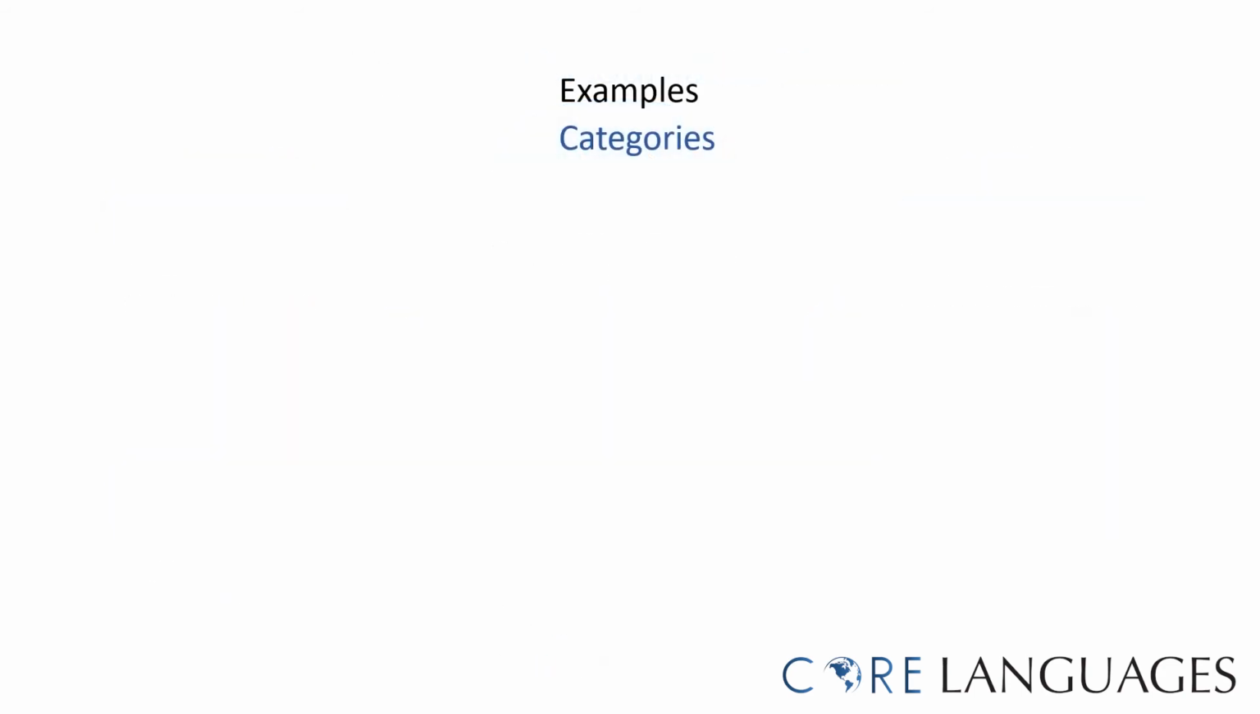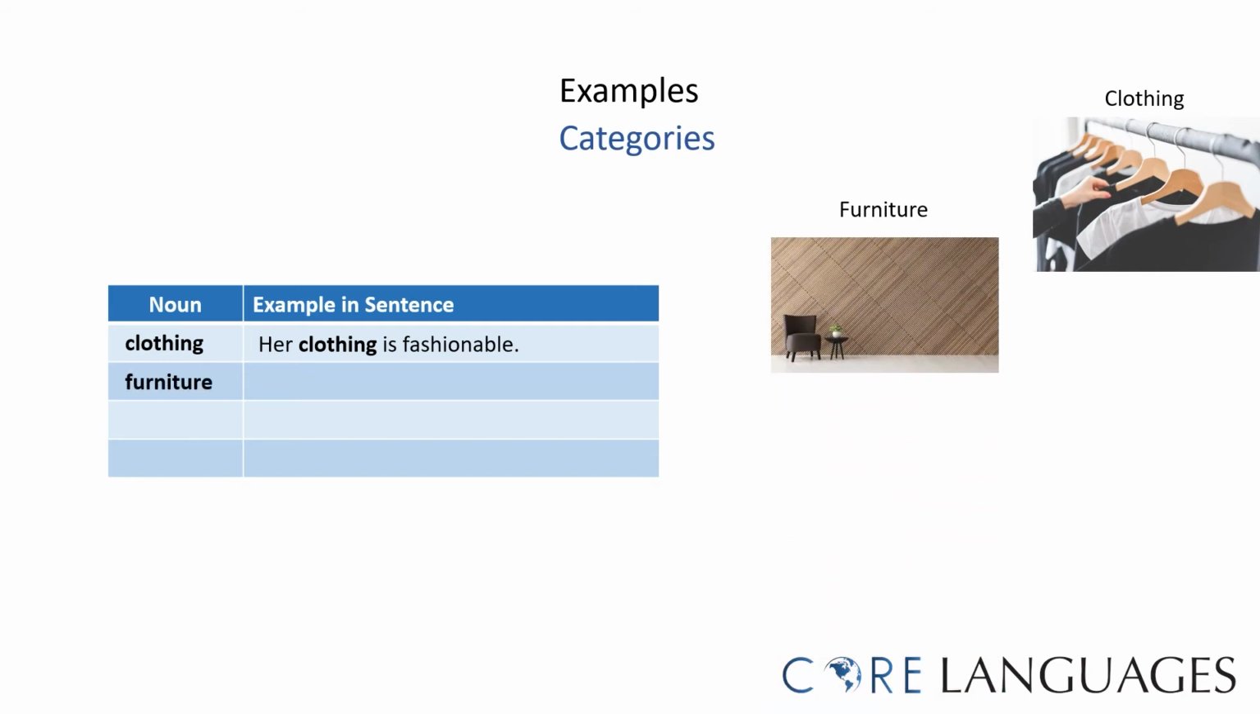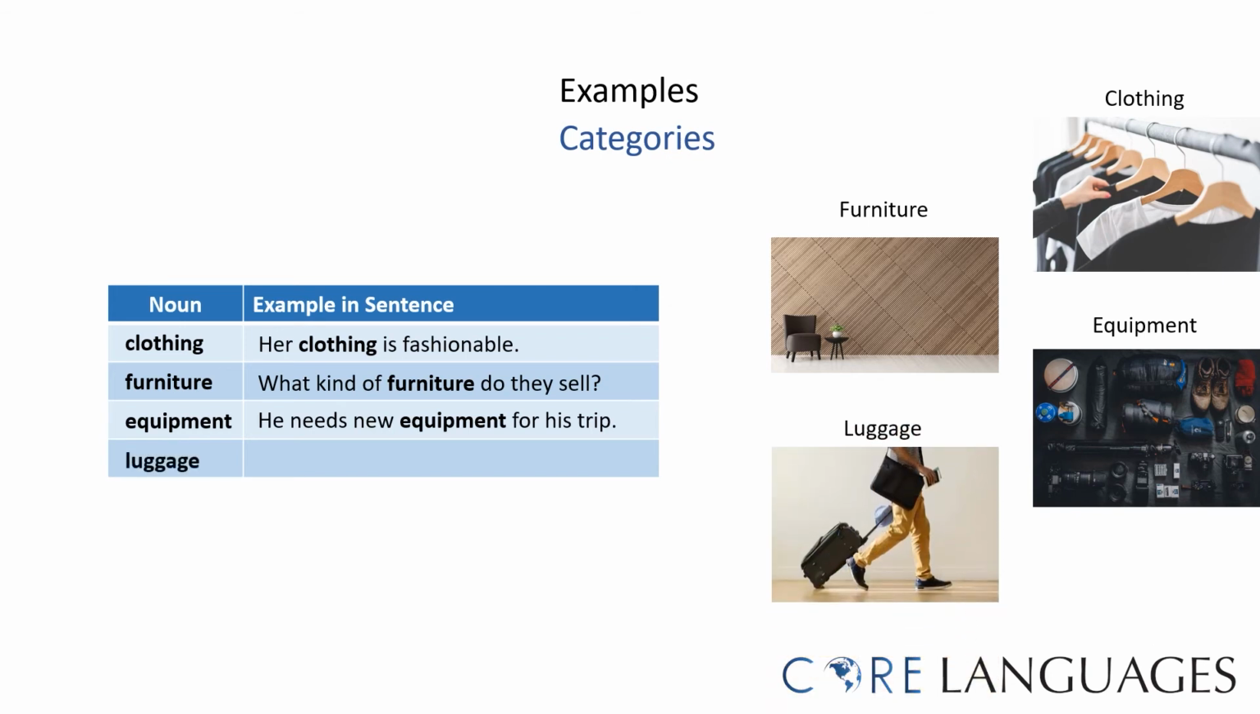Here are examples of sentences that use uncountable nouns that belong to categories. For example, clothing. Her clothing is fashionable. Furniture. What kind of furniture do they sell? Equipment. He needs new equipment for his trip. Luggage. How much luggage are you taking?